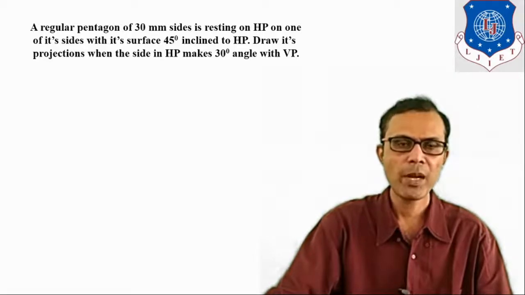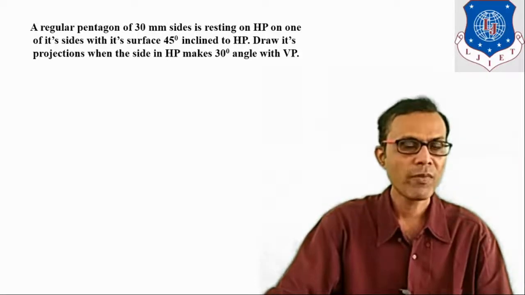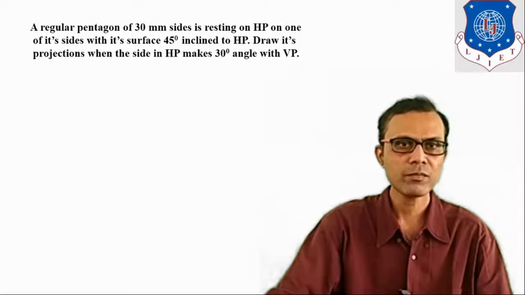Type of plane is pentagonal plane. Resting position is resting on HP and it is resting on one of its side because it may be resting on one of its corner also. So first you have to make it very clear that either it is resting on HP on one of its side or it is resting on one of its corner. Here in this case it is resting on one of its side.